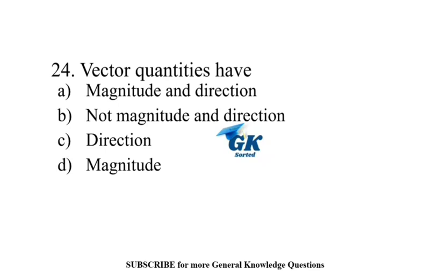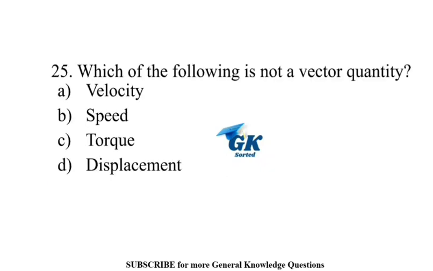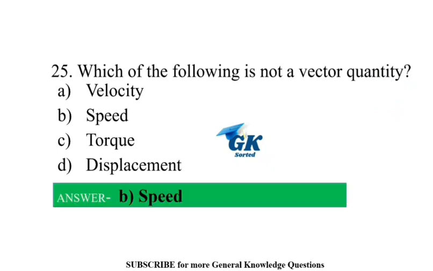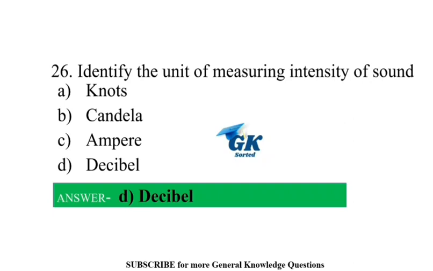Vector quantities have magnitude and direction. Which of the following is not a vector quantity? Speed. Identify the unit of measuring intensity of sound. Decibel.